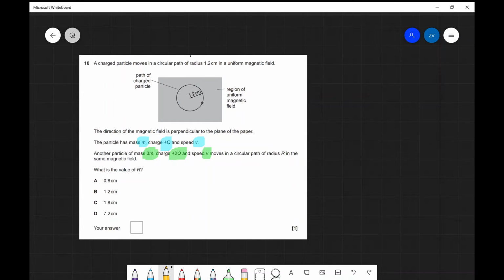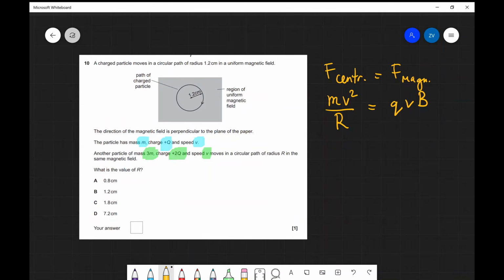Okay, well, in this case, what we need to remember is that for all of those problems, we always set equal the centripetal force. So F centripetal is going to equal the magnetic force. So let's call that F magnetic. Your centripetal force is equal to mv squared over the radius, which in this case is r, and I'm going to set that equal to qvB.